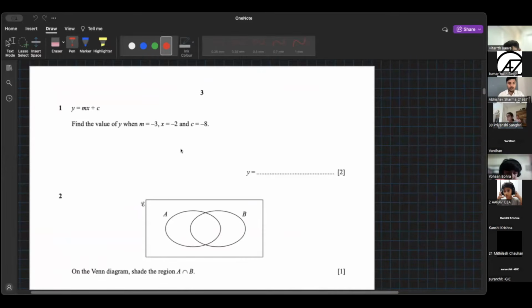Okay, perfect. Question number 1, it says y equals mx plus c. Find the value of y when m is negative 3. So y equals negative 3 multiplied by x, that is negative 2, plus c, that is negative 8. So that is 6 minus 8, which is negative 2.